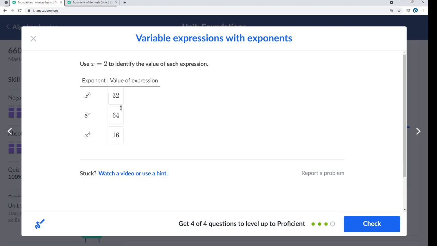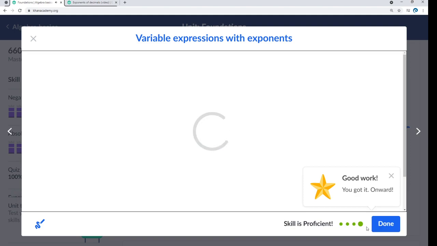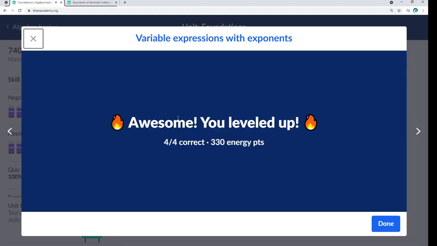Right? And then 2 to the 5th and 2 to the 4th. So obviously, just using deductive reasoning and not mathification, you can imagine that 2 to the 4th is going to be smaller than 2 to the 5th. So I think that this is in the correct order here. Yeah! Variable expressions with exponents. I got 330 energy points. Booyah!